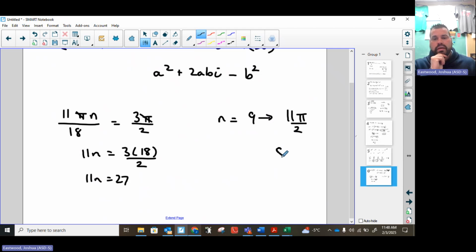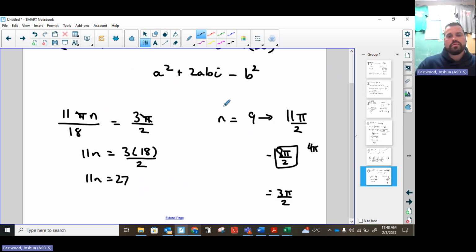But if you take 8 pi over 2 away to get to that 3 pi over 2, 8 pi over 2, if I focus in on that for a second, is just 4 pi, which is actually a multiple of 2 pi. So in other words, 11 pi over 2 is the same thing as 3 pi over 2. So if n is 9, it works. It's not that solving 11n equals 27 means n equals 9. It's the fact that you're going a full rotation. So it's the same place if n is 9.